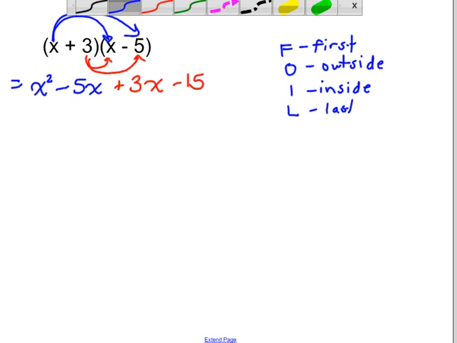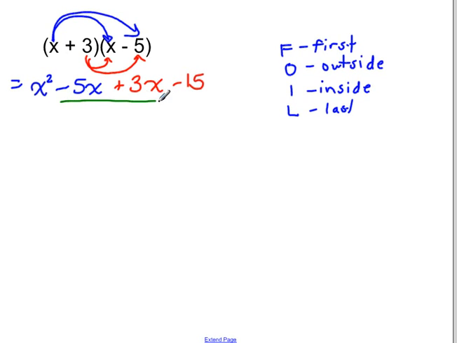Now the only thing that we have to do is collect like terms, because right now these are like terms. So to get our final answer, we have x squared, negative 5x plus 3x is negative 2x, and then we have minus 15. We can't keep going because we don't have any like terms anymore. And that's how you do a binomial times a binomial.